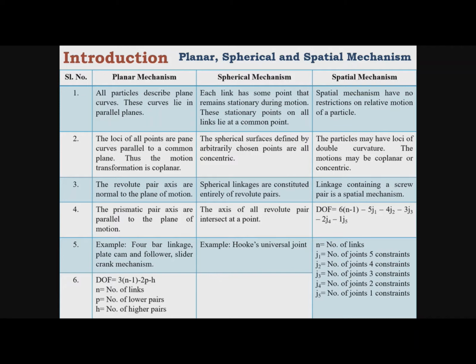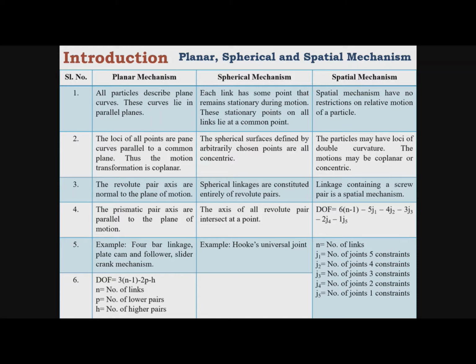Planar mechanism, the loci of all points are plane curves parallel to a common plane. Thus the motion transformation is coplanar. In spherical mechanism, the spherical surfaces defined by arbitrarily chosen points are all concentric. The particles in spatial mechanisms have loci of double curvature. The motions may be coplanar or concentric.